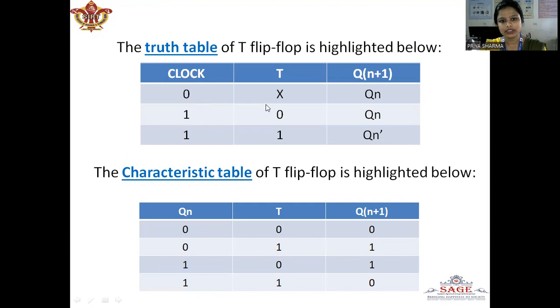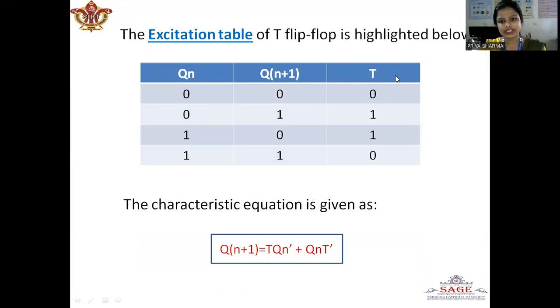When the clock is 0 and the input is at don't care condition, the output is Qn. When the clock is set high, for the rest of the inputs and possible combinations of T, we get Qn, Qn dash, that is the complement of each other. From this truth table, we derive the characteristic table: at 0 we get 0, at 1 we get 1. When the clock is 0, we get the complement of this: for 0 we get 1, for 1 we get 0. And from the characteristic table, we derive the excitation table, which is as follows. Solving through a K map, we get the characteristic equation for the T flip-flop also, that is Qn plus 1 equal to T Qn dash plus Qn T dash.